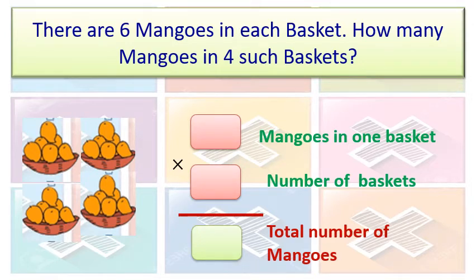Okay, mangoes in one basket, how much? 6, right? It is given in the sum, and we can see also. And how many baskets are there? 4 baskets are there. So we are going to multiply 6 fours are, that is 24, isn't it? Or 4 sixes are 24.